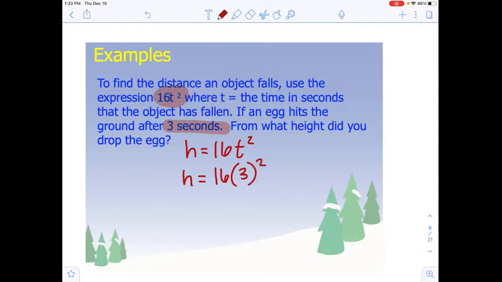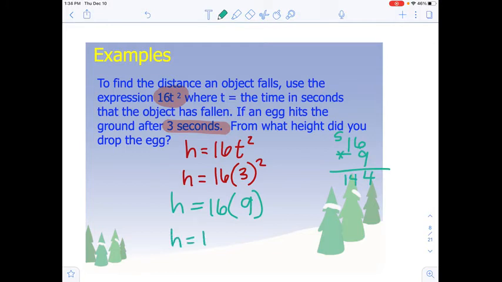Again, we are going to do the exponent first. So 3 squared first. 3 times 3 is 9. So I take 16 times 9, and that equals h. Well, 16 times 9. 9 times 6 is 54. 9 times 1 is 9. Plus 5 is 144. So the height is 144, and this problem's kind of weird. It doesn't even give us a label, so we'll just say units?